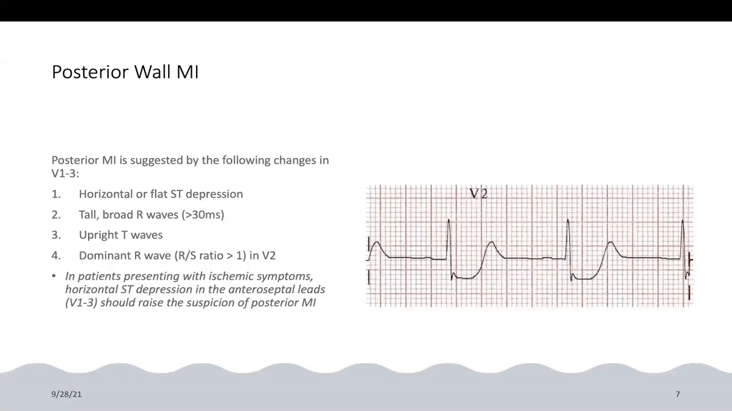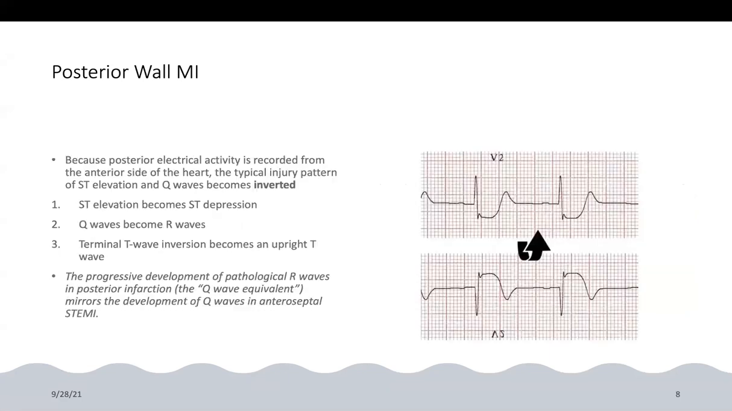Again, this is for isolated posterior wall MI. You will find that there's horizontal or flat ST depression in V2. The R wave will be tall and broad, and there's upright T wave with dominant R wave with R to S more than 1. Again, this is another example of posterior wall MI, and you will find, if you reverse the V2, it will look like ST elevation.